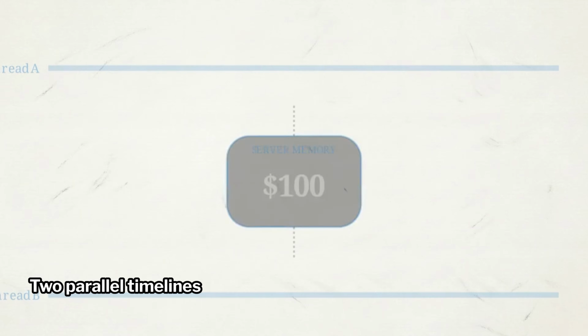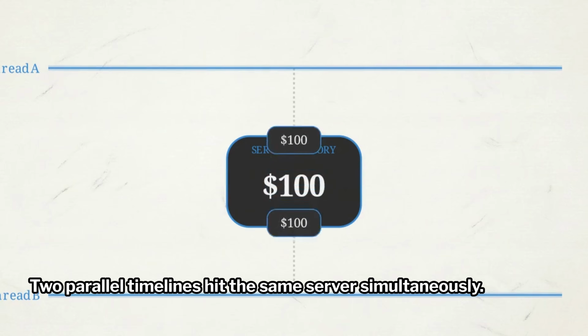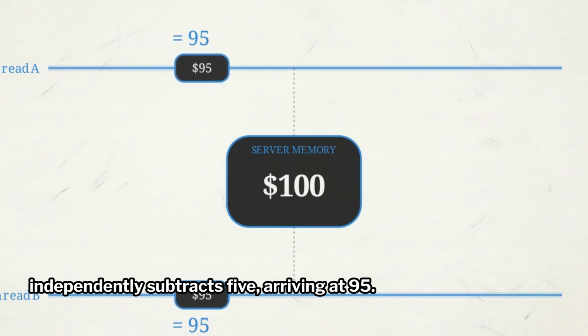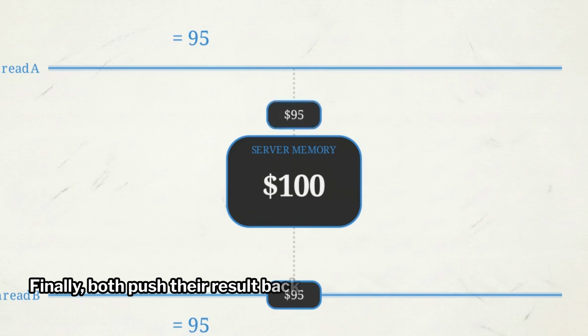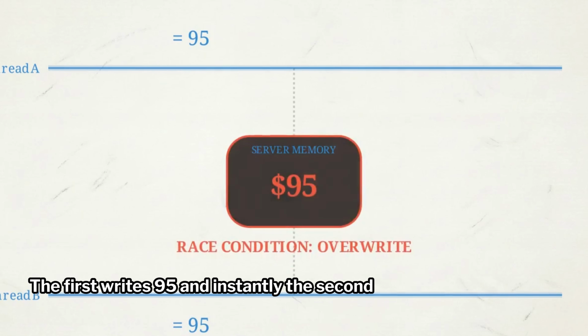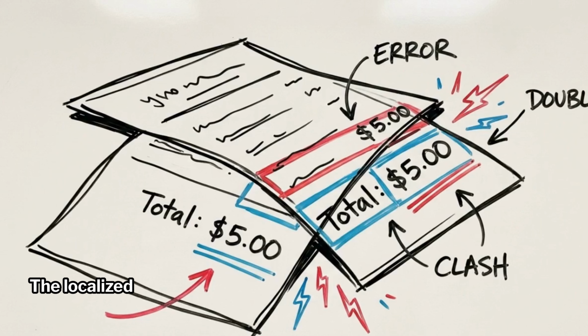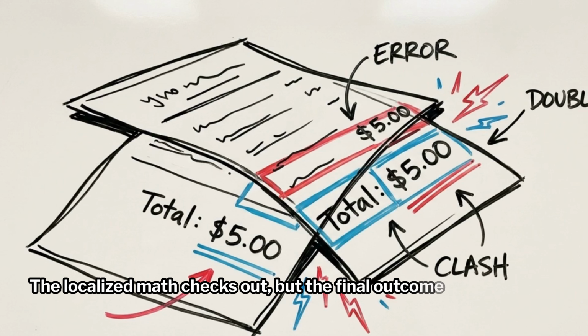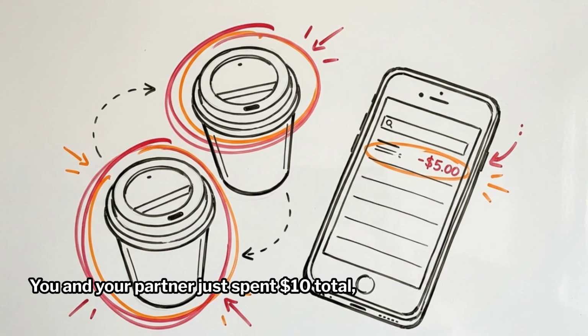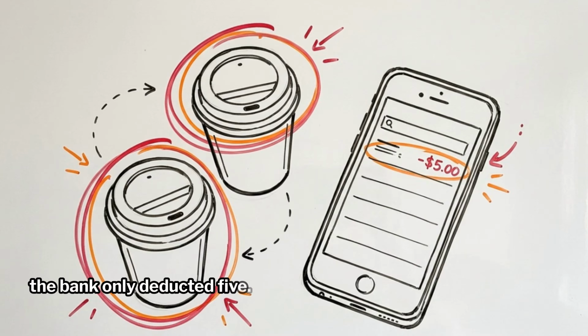Two parallel timelines hit the same server simultaneously. Both read the initial $100 balance. Each independently subtracts 5, arriving at 95. Finally, both push their result back. The first writes 95, and instantly the second overwrites it. The localized math checks out, but the final outcome is a disaster. You and your partner just spent $10 total, yet the bank only deducted 5.